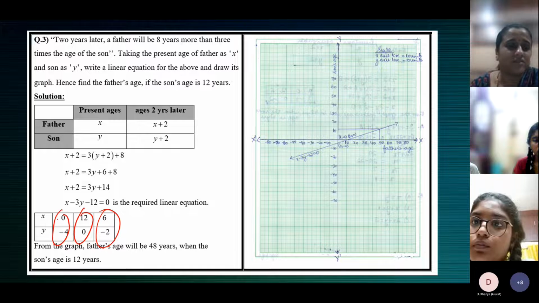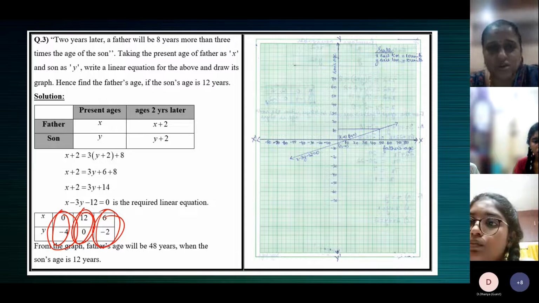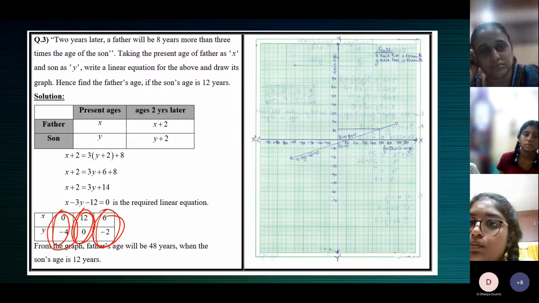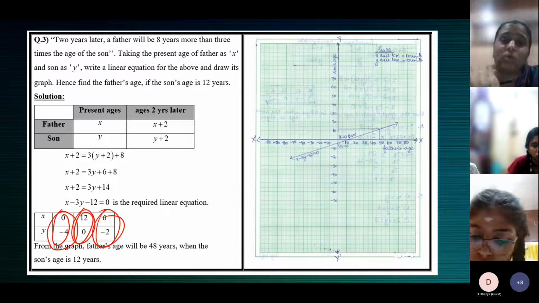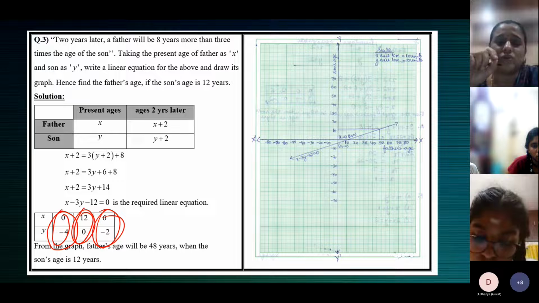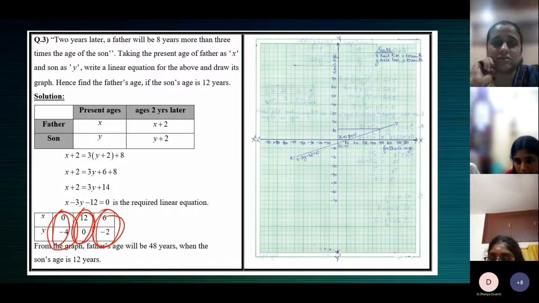That's important. Like when you take 0, -4, 12, 0, 6, whatever, you can take different values. You must be able to mark those values precisely. You will get the answer 48 correctly. But before you get the graph line, you will be plotting 3 points, right? You should be able to find those places precisely.